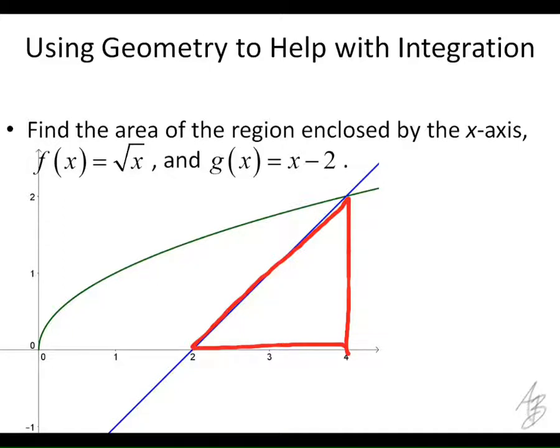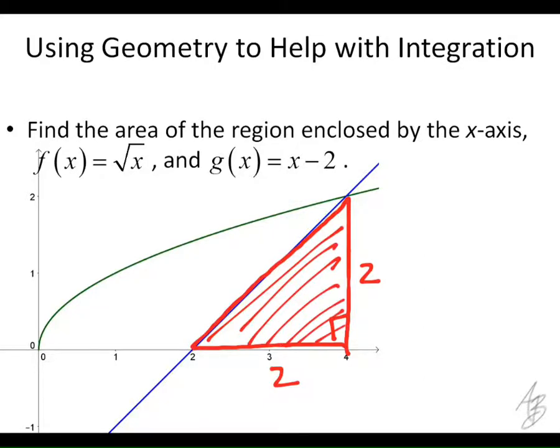It's a triangle. It has a base of 2, has a height of 2, and so the area of this is going to be 2. I'm going to shade it in here. So that area is 2 times 2 divided by 2, which is going to be 2. So the area of that red region is 2.